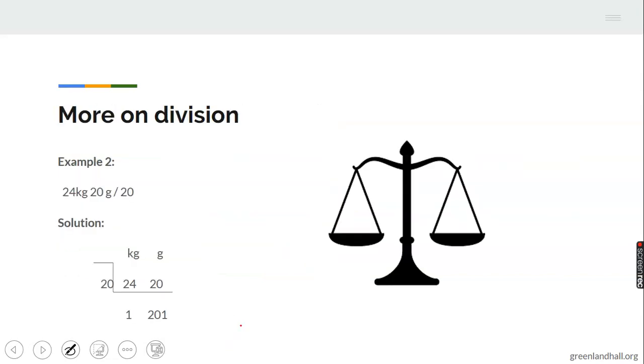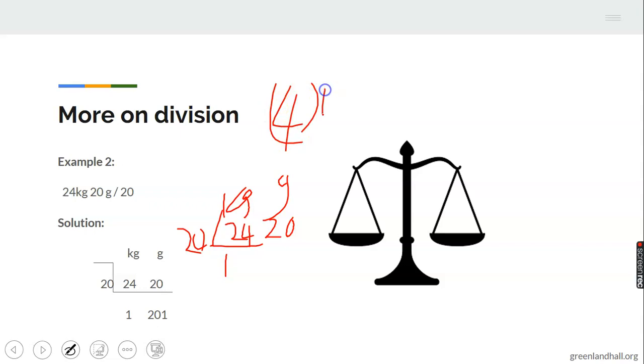This time around I have kg and grams. Kilograms and grams. Now I have 24 kilograms and 20 grams. I want to divide it by 20. Now what do? Still do your division sign. Write your kg there and your g. Write your 24 and your 20. Then you write your 20 outside. Now 20 and 24, how many times will it go? 20 and 24, 1. Then we have 4 remaining. This 4 is 4 kg.